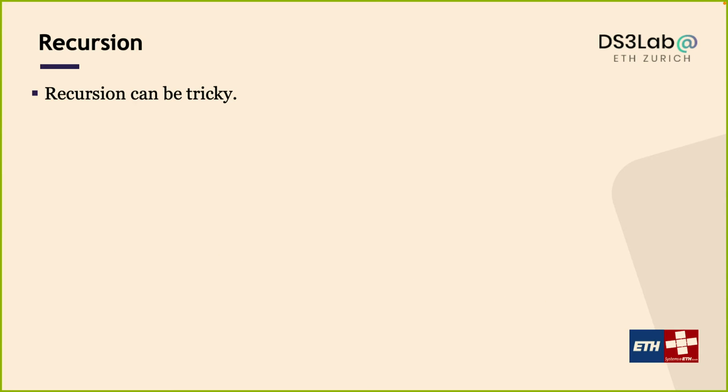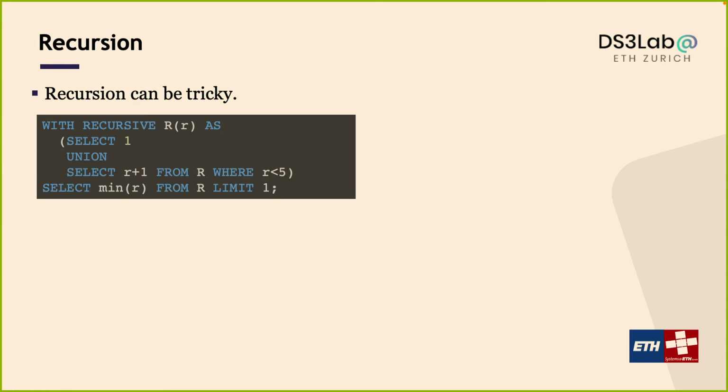I think we have another example. Now let's look at this one. Again, very similar to what you had before. The only thing is, now inside my recursive query, I have a condition to say where R is smaller than 5. What would we get out of this? Who thinks it will terminate? Who thinks it will not terminate?